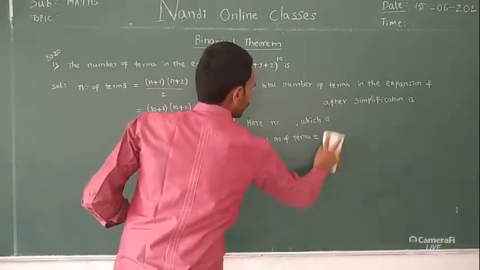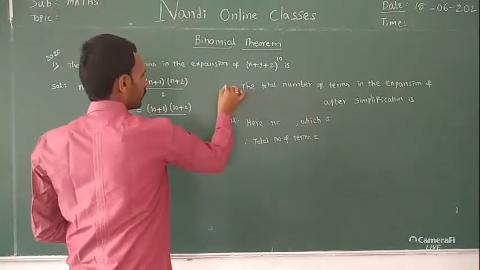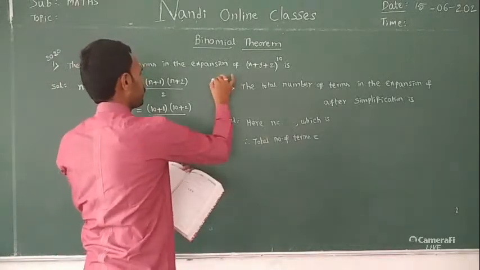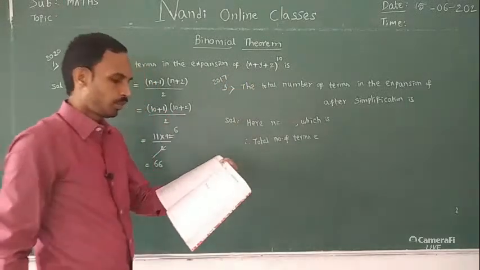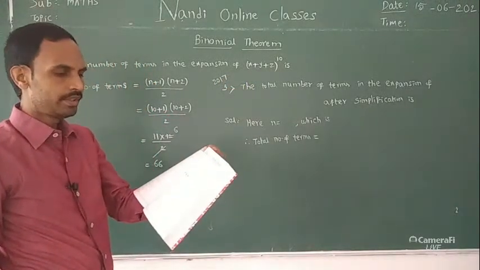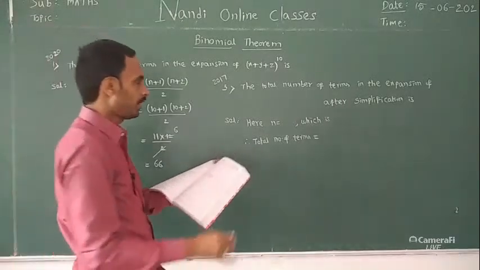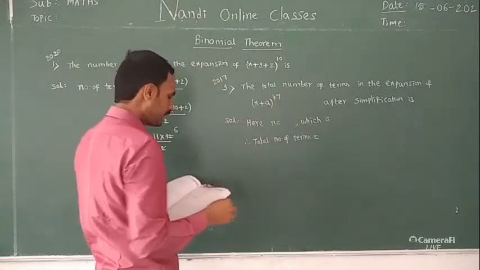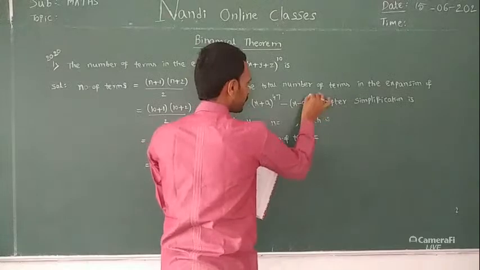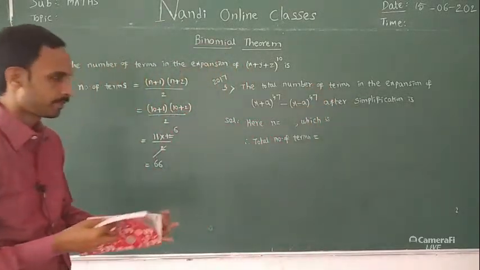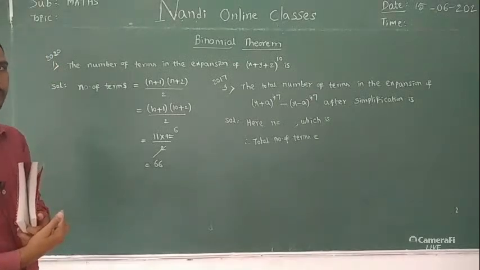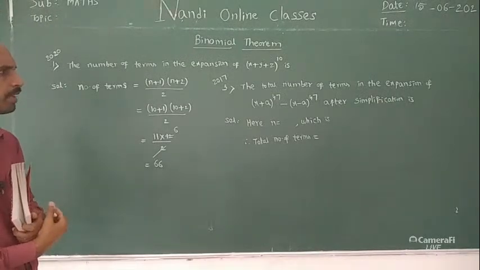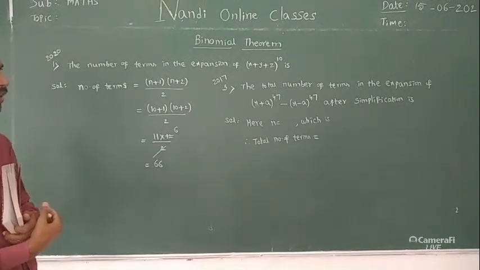Okay, third problem. Third problem given in 2017: the total number of terms in the expansion of (x plus a) whole power 47 minus (x minus a) whole power 47 after simplification is. Here one expression is given, (x plus a) whole power 47 minus (x minus a) whole power 47. How many terms are remaining after simplification?